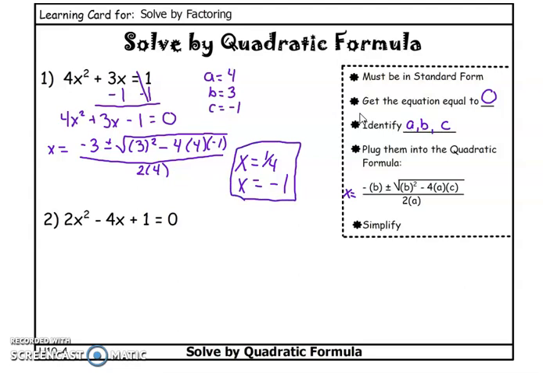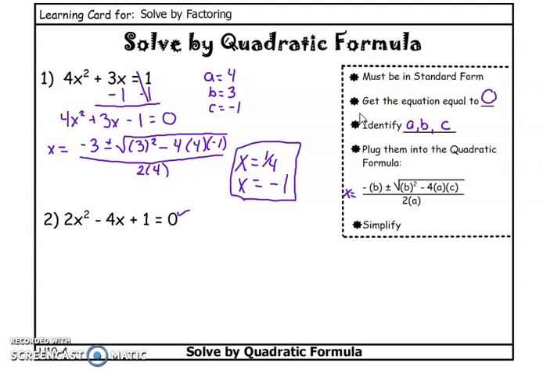Okay, now we're going to do it again. The hardest part of these problems is typing it in the calculator the right way. So first thing we want to do is make sure that it's in standard form and get it equal to 0. Well, hey, look, this one is already equal to 0 for us.